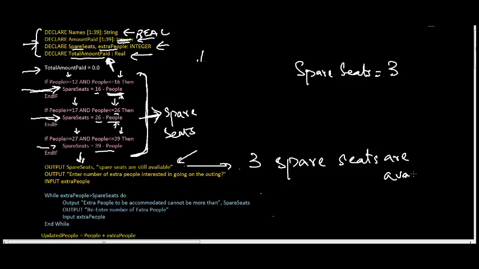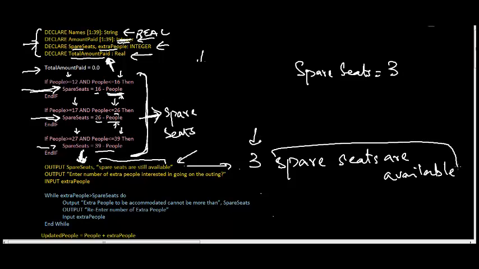That will be the message shown on the screen, because first we are printing the value of the variable. So first this 3 is printed, and then this remaining message is printed on the screen. Now once we've printed this message, we also have another prompt. In this prompt we are asking the user to enter the number of extra people interested in going on the trip. So we have 3 spare seats. Are there any extra people interested in going on the trip?